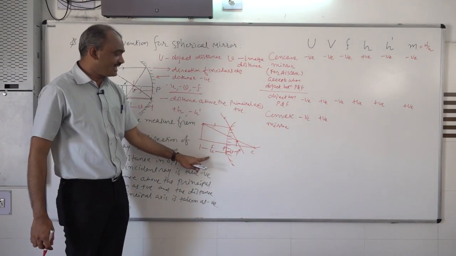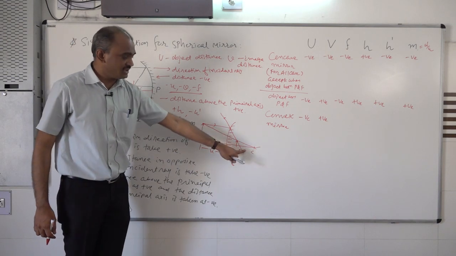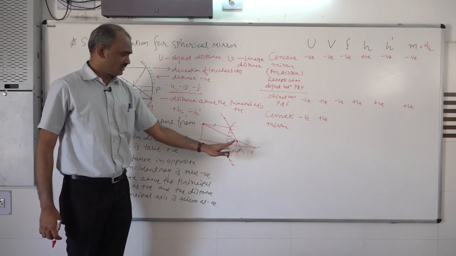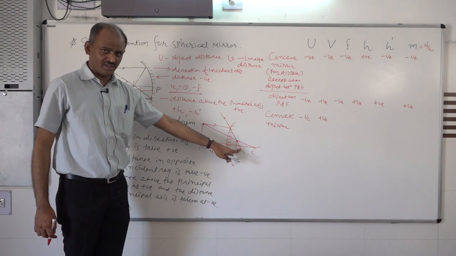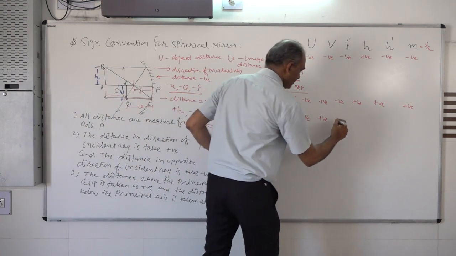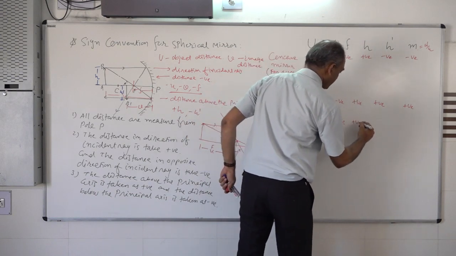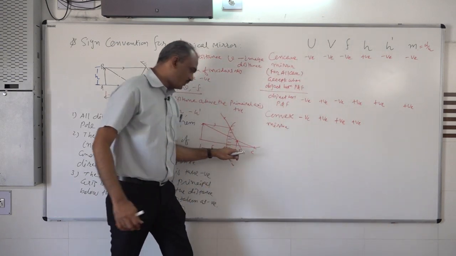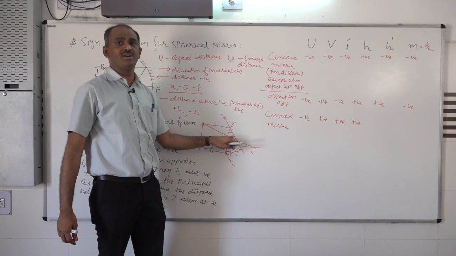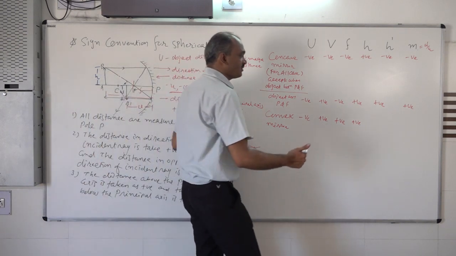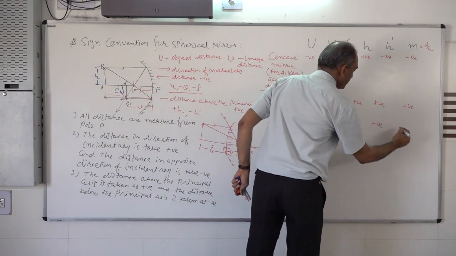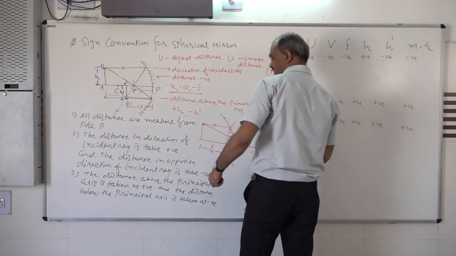And for the convex mirror, the focal length is also on the back side of the mirror, so this distance is measured over here, so focal length also comes positive. Object distance always remains positive, and here the image we are getting is a virtual and erect image, so image height also remains positive, so M also remains positive.